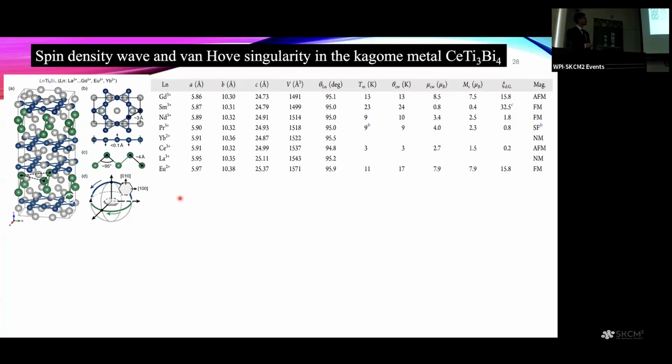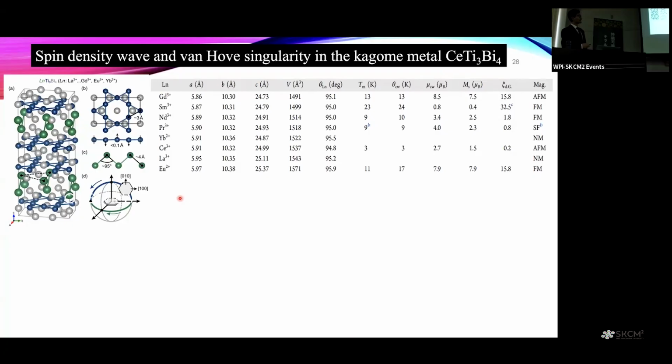If you dope cerium with terbium, then you can have a mixed phase, which they have predicted to be a Kagome family. And you can also prepare from terbium to lutetium, but it will not synthesize in this ARTi₃Bi₄ crystal structure. So let's discuss cerium.